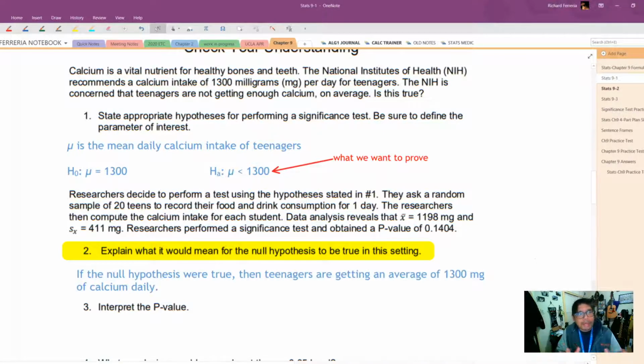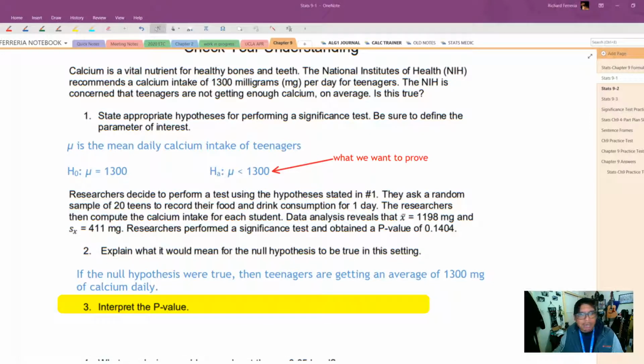Well, it's pretty clear. Since we know what mu is and we know that is equal to 1300, then we just have to put those two number sentences together. So if the null hypothesis were true, that means that the teenagers are getting an average of 1300 milligrams of calcium a day.